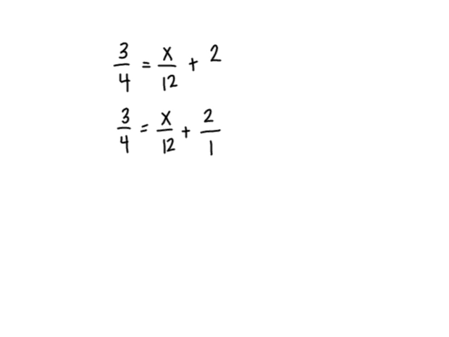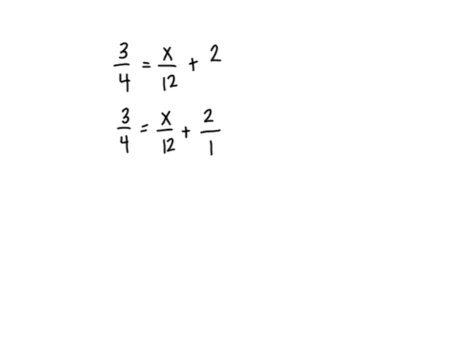The first thing I'm going to do is turn all of the terms into fractions. So the whole number 2 will turn into a fraction if you put it over 1. The next thing I have to do is find a common denominator, just like we did in chapter 1. The common denominator for all of these denominators would be 12.